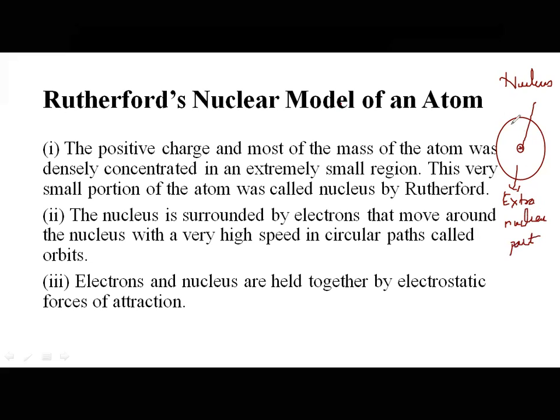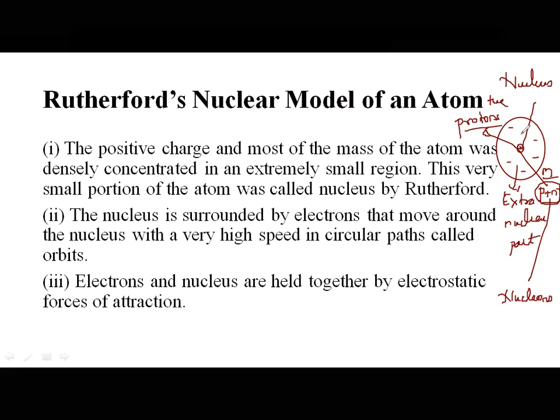The positive charge of the nucleus is due to protons. And the mass of the nucleus is due to protons and neutrons. Yes, and the electrons are present in the extranuclear portion. This was all explained by Rutherford. So the positive charge of the nucleus is because of protons. The mass of the nucleus is because of protons and neutrons, which were together called nucleons because they were present in the nucleus.